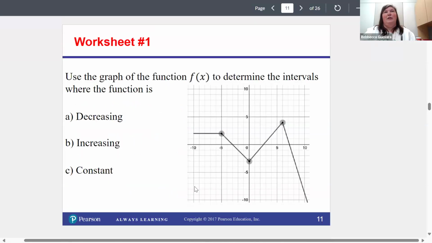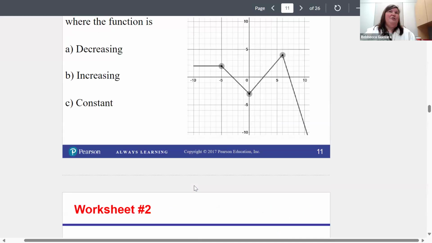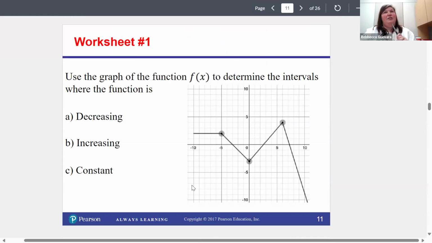So if you take a moment, you have number 1 and number 2. Just go through it and tell me where you're increasing, decreasing, or constant. And just to point out, not all functions are increasing, decreasing, and constant. Sometimes they're just increasing, sometimes they're just decreasing, sometimes they're doing two things. They don't have to be doing all three.